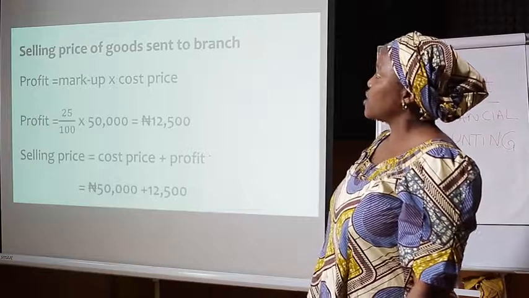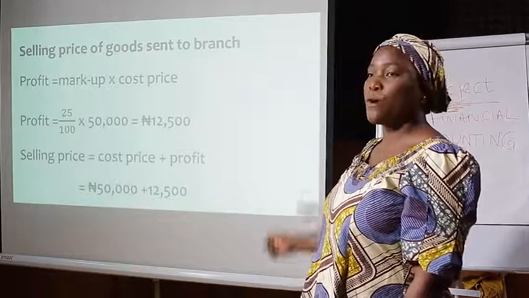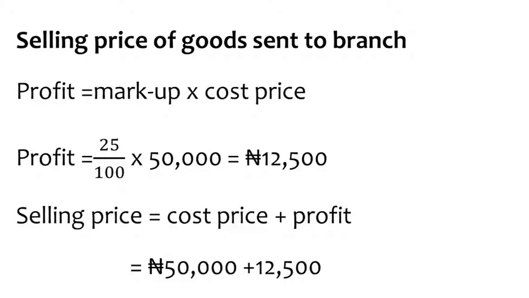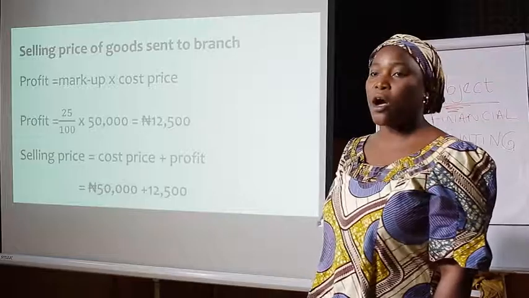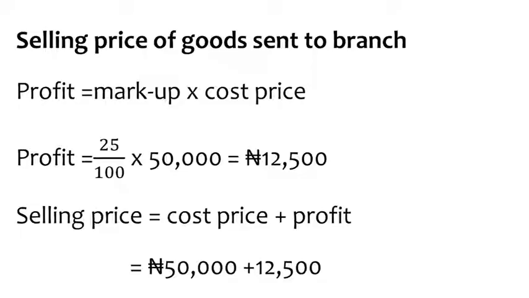Now, the selling price of goods sent to the branch. This is the formula for markup: profit equals markup times cost price. Our profit is going to be 25 over 100. What has been sent to the branch is 50,000 worth of stock. We say 25 over 100 times 50,000, which equals 12,500. Our selling price is equal to cost price plus profit. Our cost price is 50,000 naira plus the profit calculated, which is 12,500.